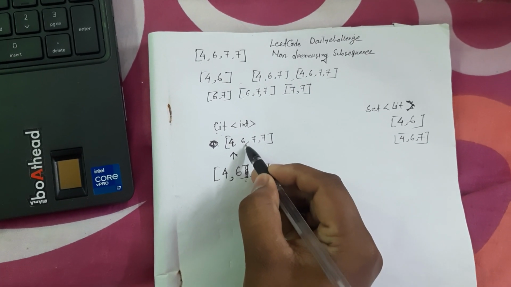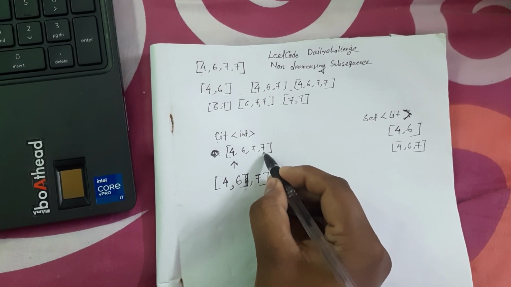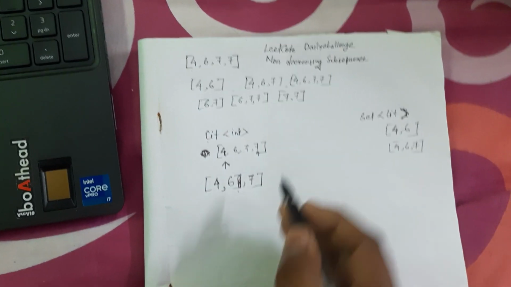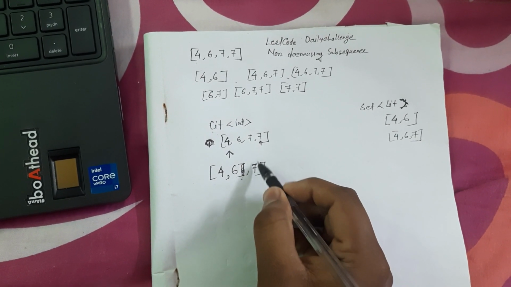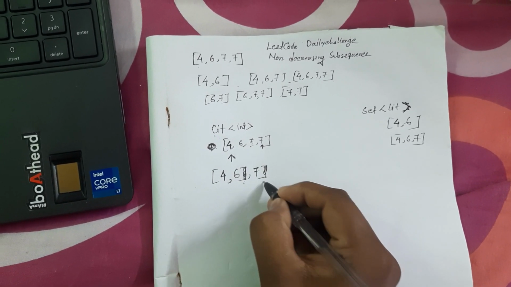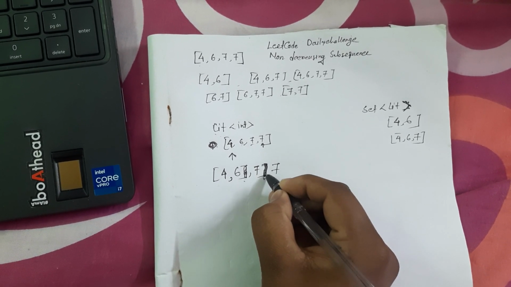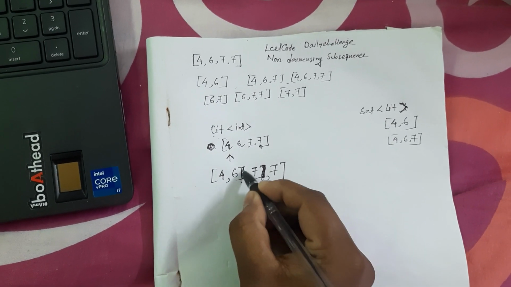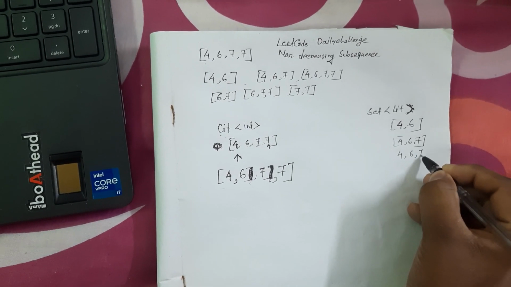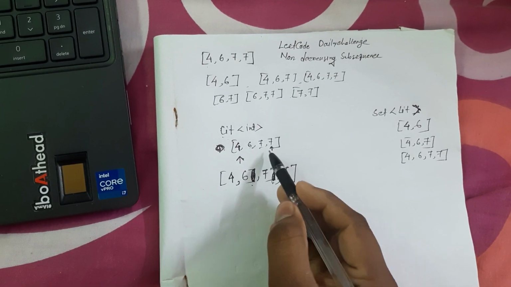Then we go ahead and increase the index. So we are at the third index, and the element is 7. We can see that 7 is also greater than or equal to our previous element, which is 7. So 7 can be added to our current list, and we get 4, 6, 7, 7 as our new list, so we can add that list to our answer set as well. Now we have completely traversed the whole array.